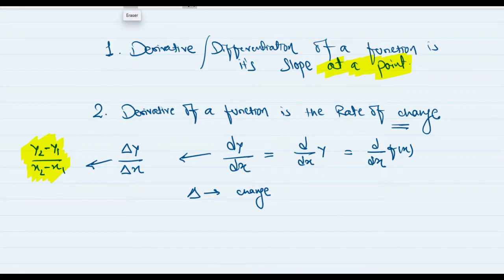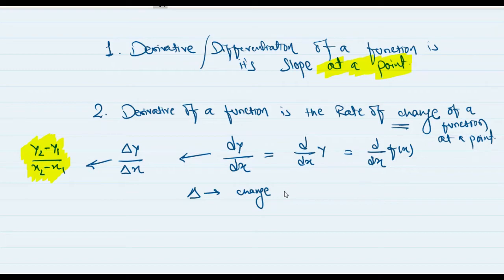See, I am trying to tell you that derivative or differentiation of a function is its slope at a point, but at a bigger picture, it is also known as the rate of change. So derivative of a function is the rate of change of that function at a point. Okay, so that's what the difference is. How you can find how the function is changing at a point.